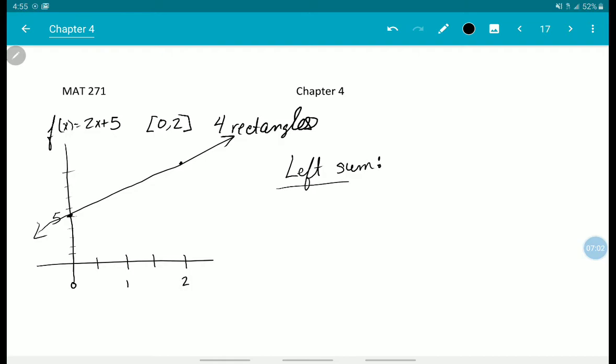So let's look at that left sum. We're talking about 4 rectangles. We've got to split this into 4 rectangles. So we've got to figure out how big the rectangles are going to be. How wide.